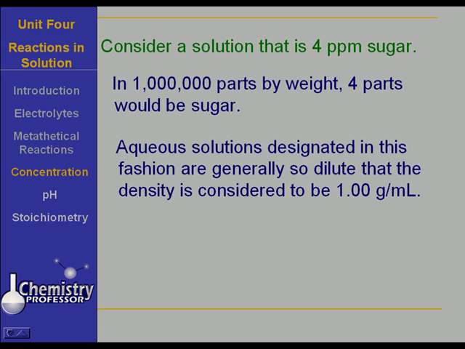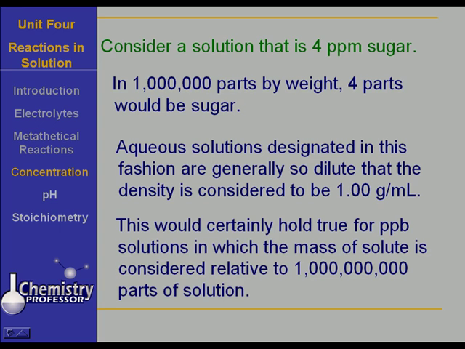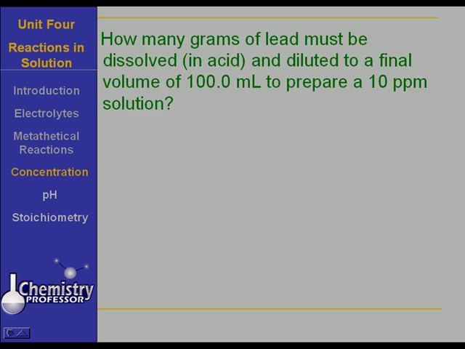Aqueous solutions designated in this fashion are generally so dilute that the density is considered to be 1 gram per milliliter. Non-aqueous solutions, such as an alcohol solution, for example, are so dilute that the density is considered to be whatever the density of that solvent is. And if it holds true for parts per million, you may be assured that it is going to hold true for parts per billion too, which is a solution that is even more dilute.